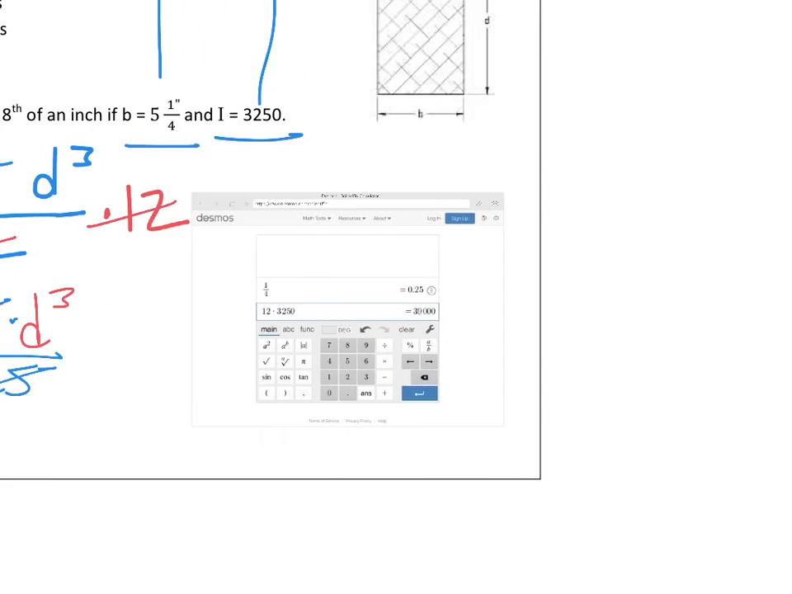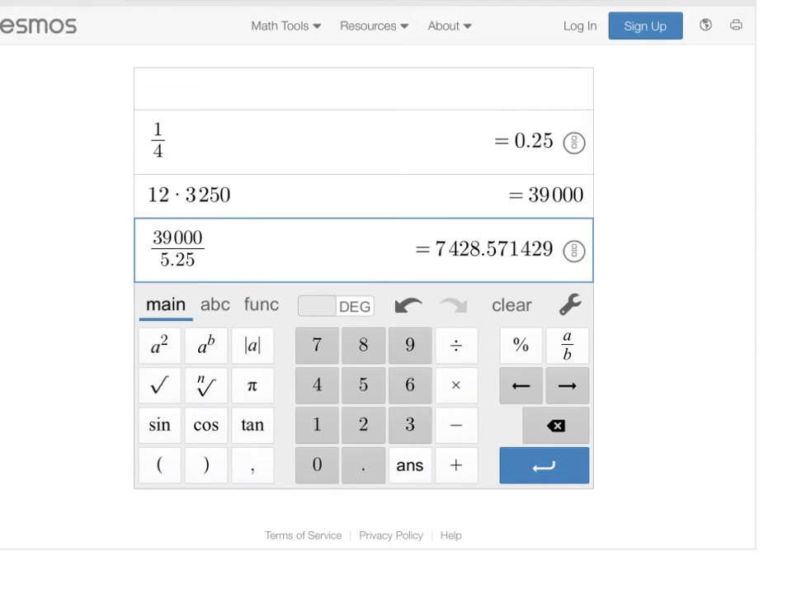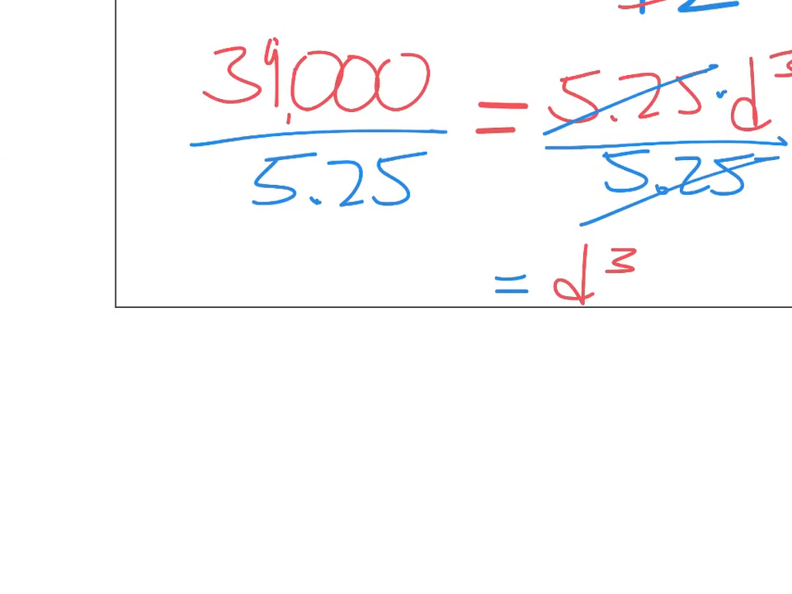39,000 divided by 5.25. So we got 7,428.57. All right. Now I'm going to leave that in my calculator because we're not done yet. We need to get rid of this third power.